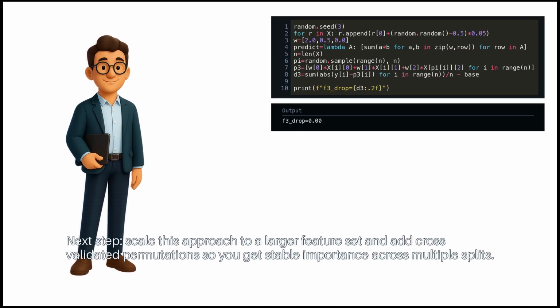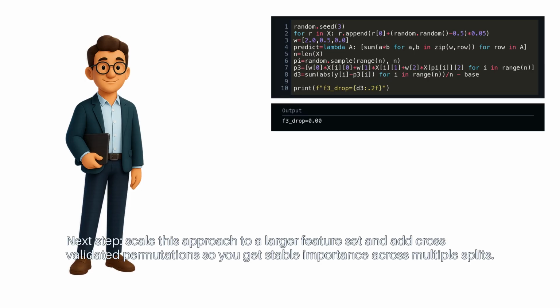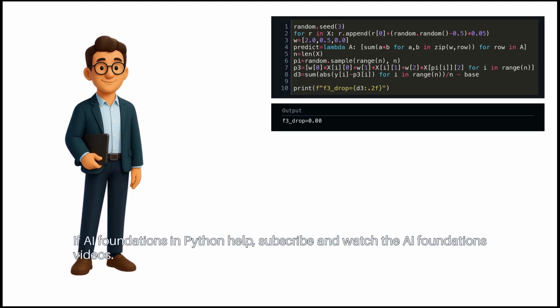Next step. Scale this approach to a larger feature set and add cross-validated permutations so you get stable importance across multiple splits.